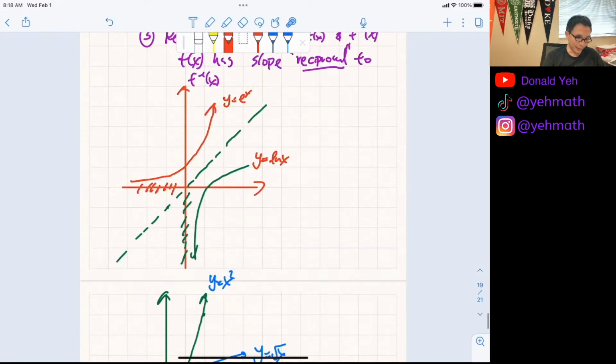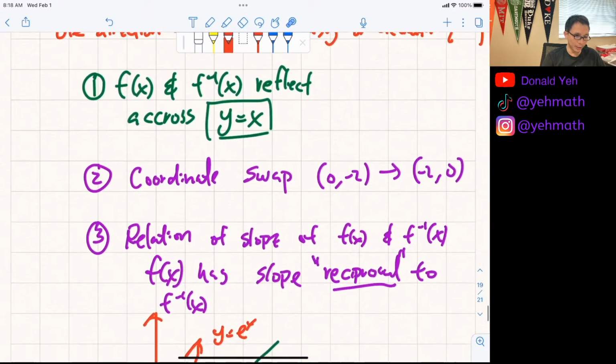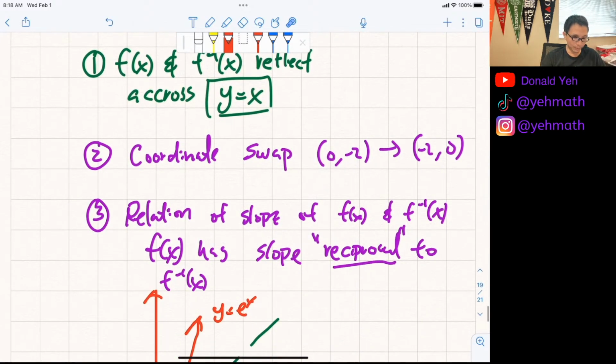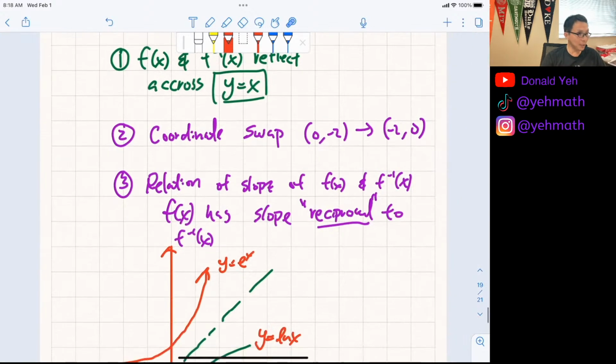Now, let's go back to this intuitive approach. There was a coordinate swap. There was a relation of slope: f of x and f inverse of x have slopes that are reciprocals. Do you understand what I'm trying to say or no?